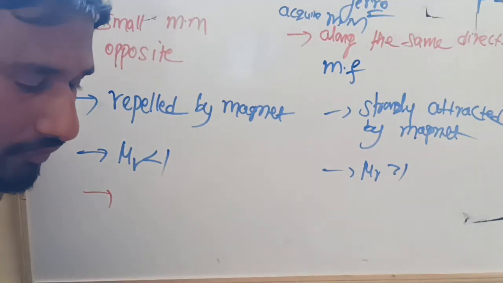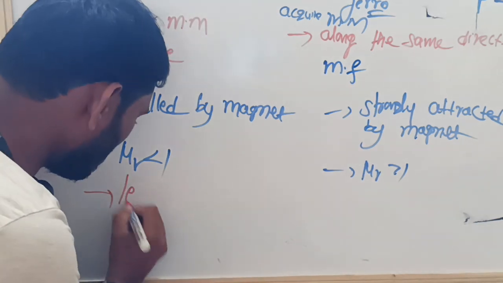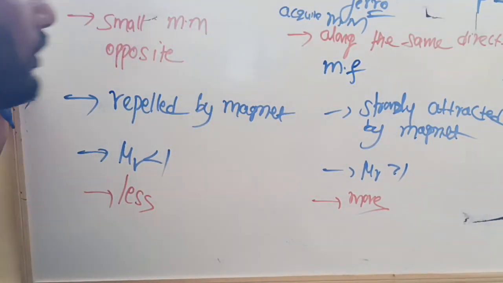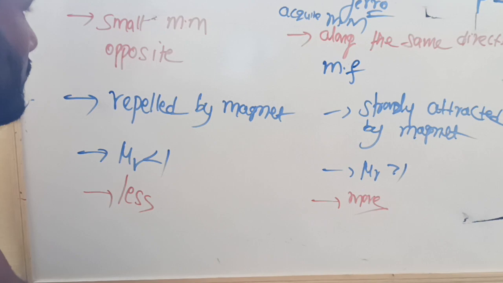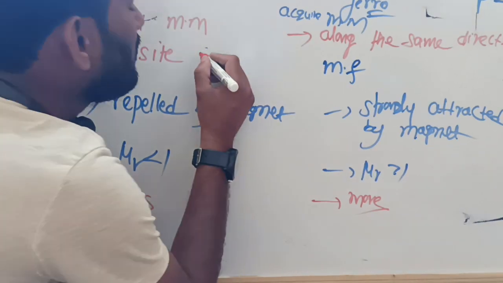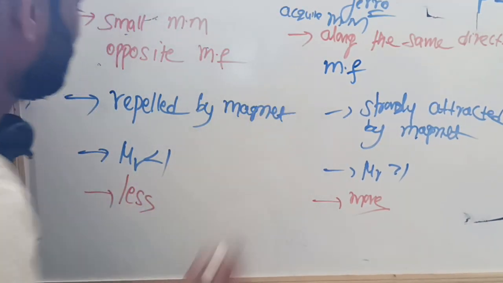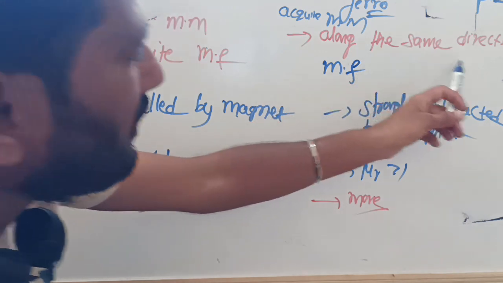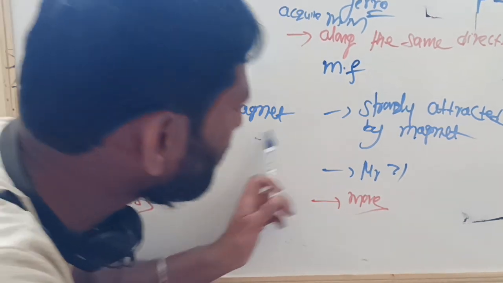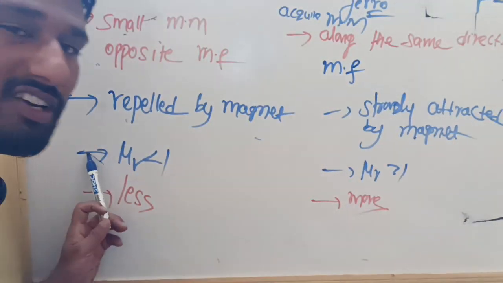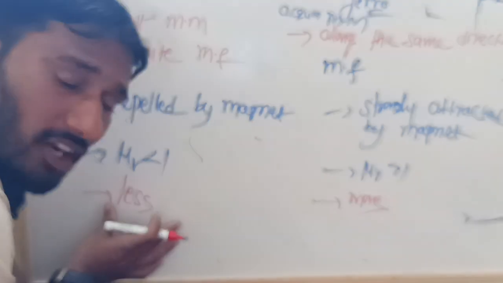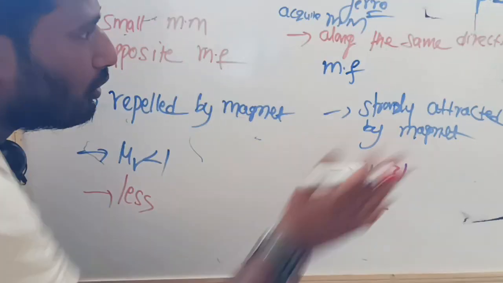One more: magnetic field lines are less crowded inside the diamagnetic material, but magnetic field lines are more crowded inside the ferromagnetic material. These are the differences. To summarize: diamagnetic materials acquire small magnetic moment opposite to the applied field, ferromagnetic along the same direction. Diamagnetic are weakly repelled, ferromagnetic strongly attracted. Relative permeability is less than 1 for dia, greater than 1 for ferro. Field lines are less crowded in diamagnetic, more crowded in ferromagnetic materials.